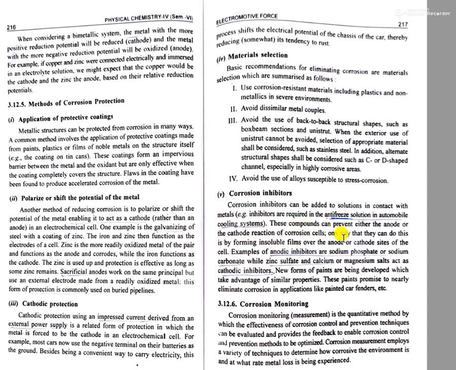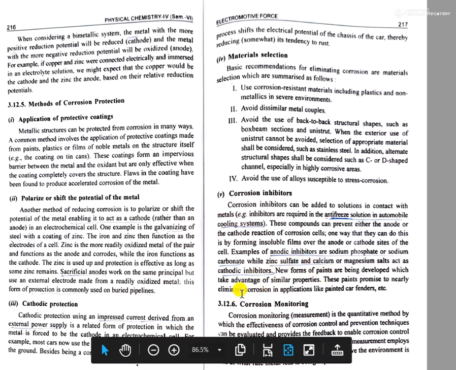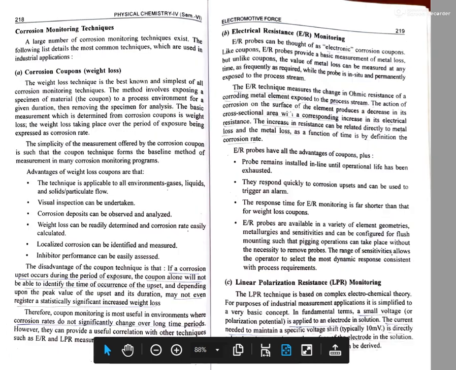One way they can do this is by forming insoluble films over the anode and cathode sides of the cells. So this is how the corrosion inhibitors act. Certain paints, new forms of paints which have recently been developed, take advantage of this property, and they are also helpful in eliminating corrosion on metal surfaces.